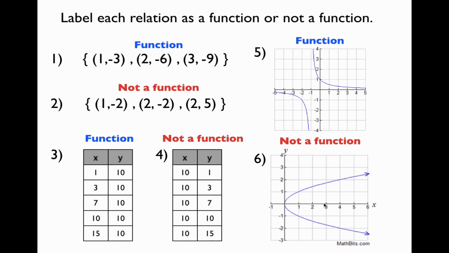But in number 6, some inputs don't have one output. So for example, the input 1 is mapped to the output +1 and -1. The input 4 is mapped to the outputs +2 and -2. All right? And if we use this vertical line test, draw a vertical line, we intersect 2 different points, which means there are more than one outputs for that input.